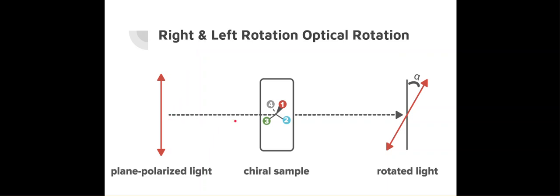Did you guys talk about why this is important? Chiral chemicals will interact with light in different ways. This is called optical rotation. If you take plane polarized light and pass it through a solution of chiral molecules, it will rotate that light a certain degree, either right or left, depending on the molecule's orientation.